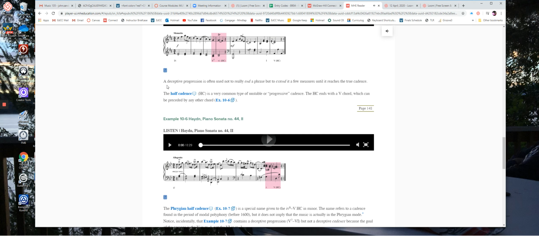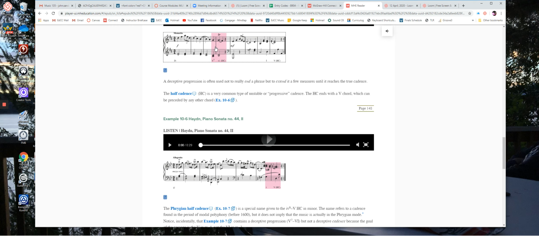And I like what they say here. A deceptive progression is often used not to really end a phrase, but to extend it a few measures until it reaches the true cadence. So we cadence, we arrive on it, but again, there's that sense of feeling undone. So it's a way of extending.